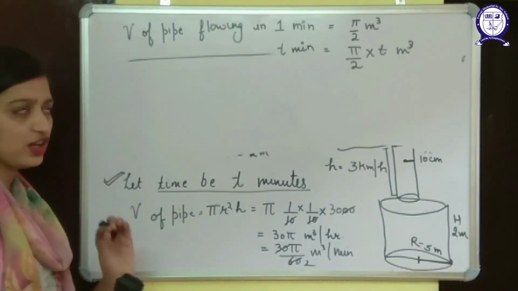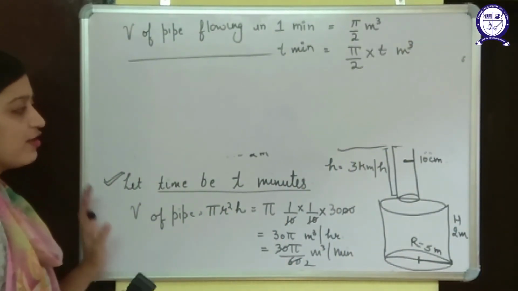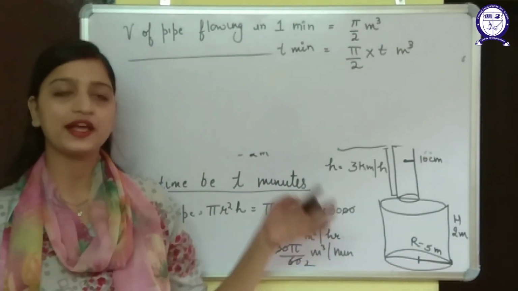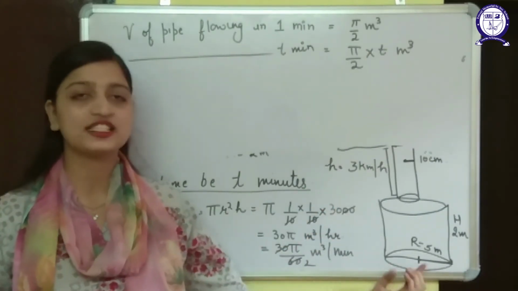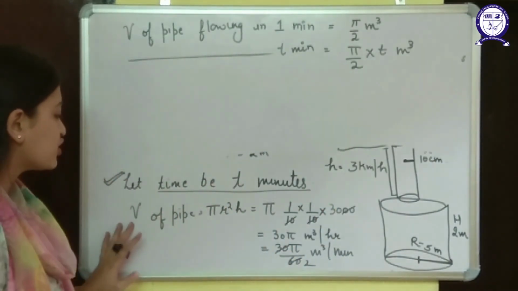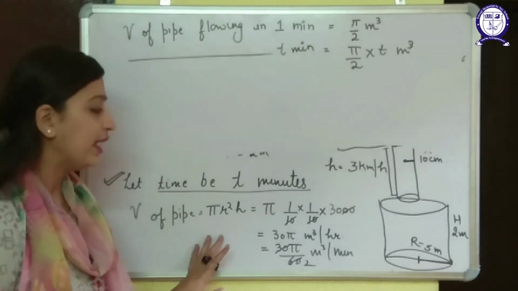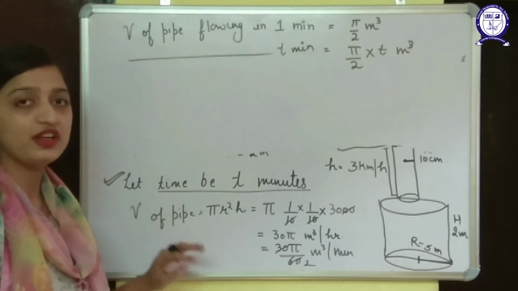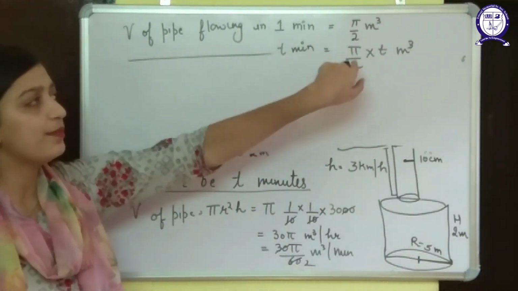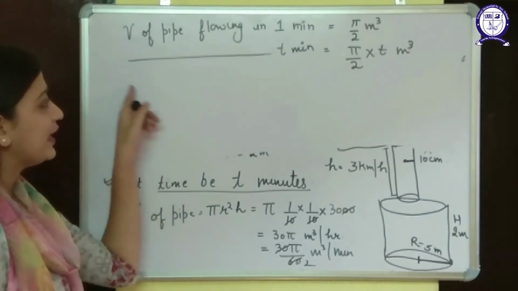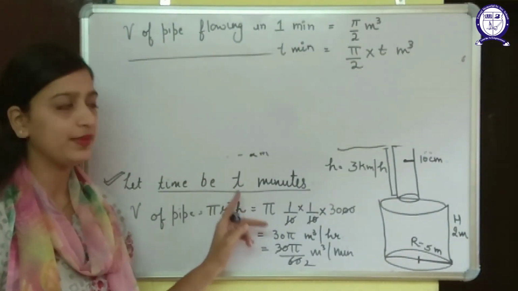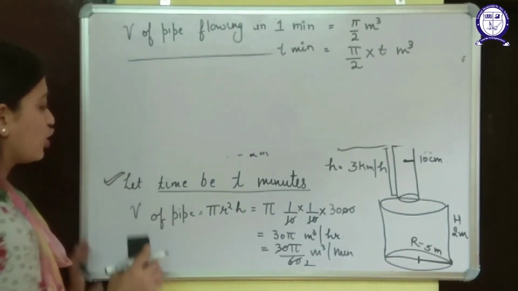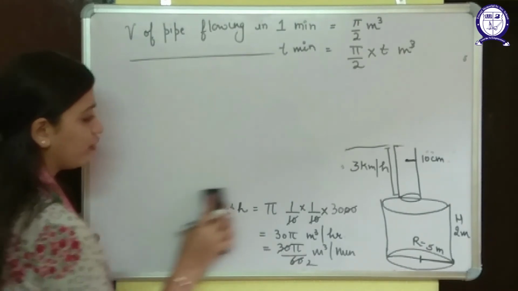Okay, this question is a little complicated. Try to understand it. First, we have changed everything into meters, and I am supposing that the time taken by the pipe to completely fill this tank is T minutes. So first of all, I found the volume of the pipe in 1 minute. In 1 minute, how much volume will be flowing? It will be flowing pi upon 2 meter cube. Now in T minutes, because the question is of T minutes, it will flow water pi by 2 into T meter cube. Now I need to find the value of T.